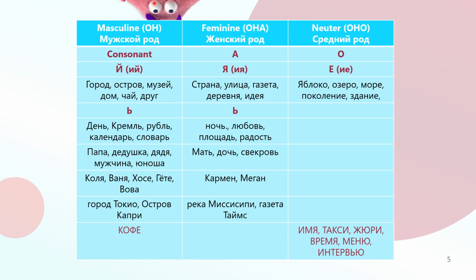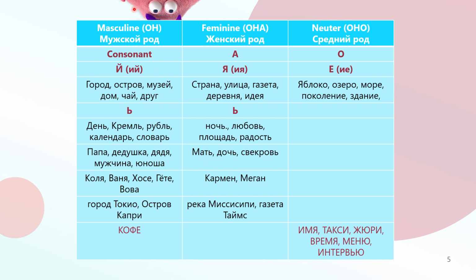If the last letter of the noun is a soft sign, then it could be either masculine or feminine. For example, рубль, ночь, словарь, площадь. We will discuss how to differentiate genders of these kinds of nouns in the next slide.